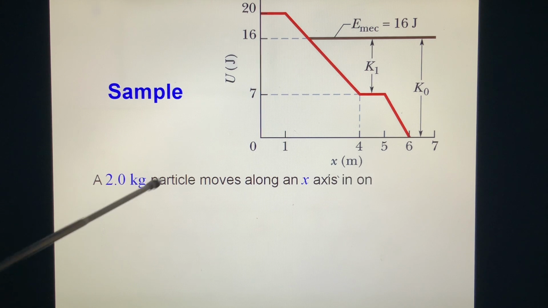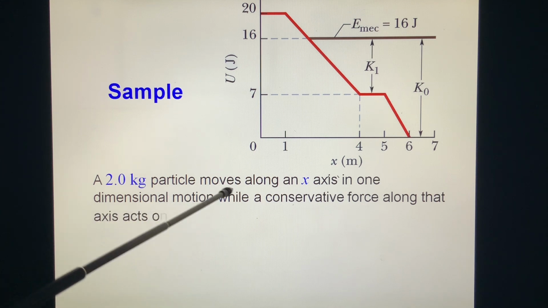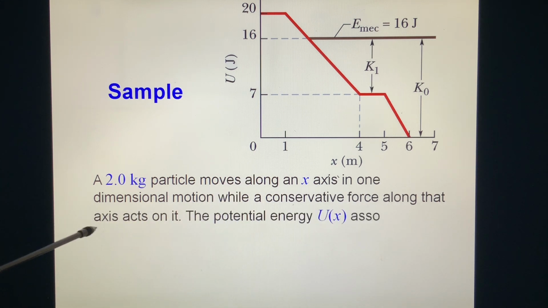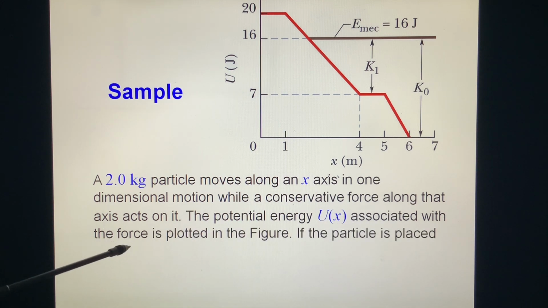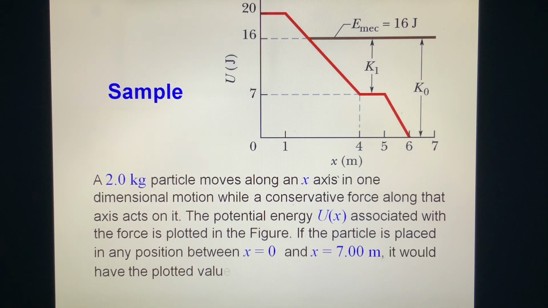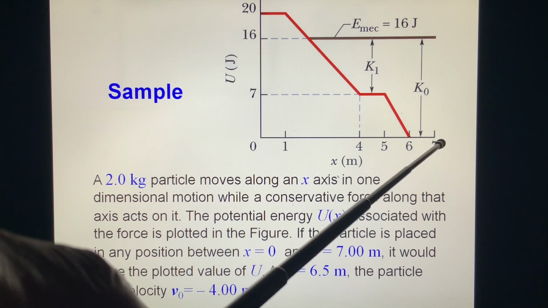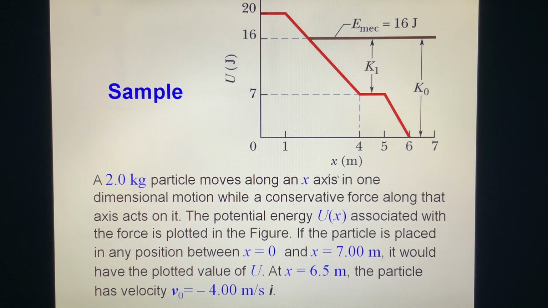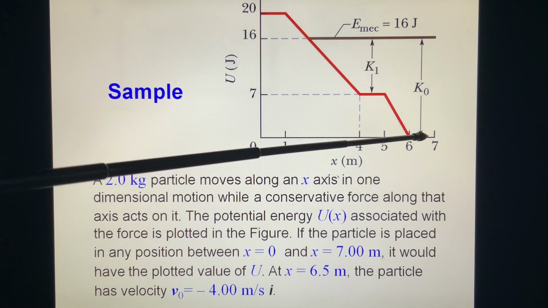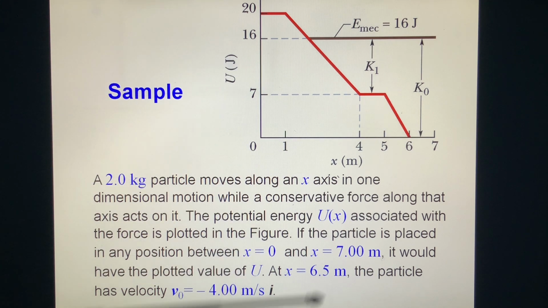Sample. A 2.0 kilogram particle moves along an x-axis in one-dimensional motion, while a conservative force along that axis acts on it. The potential energy U(x) associated with the force is plotted in the figure. This is the red line. If the particle is placed in any position between x equals 0 and x equals 7.0, it would have the plotted value of U. At x equals 6.5 meters here, it would have the plotted value of U.